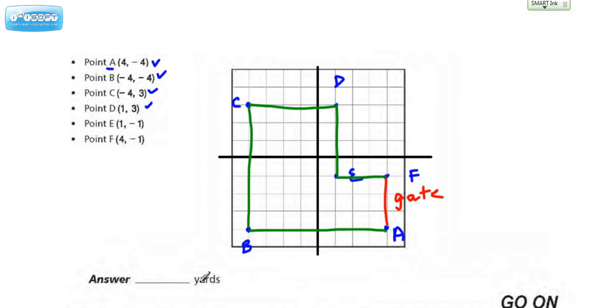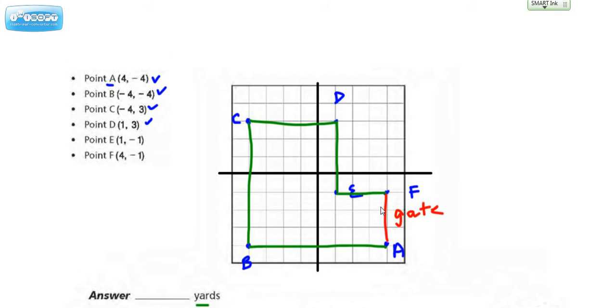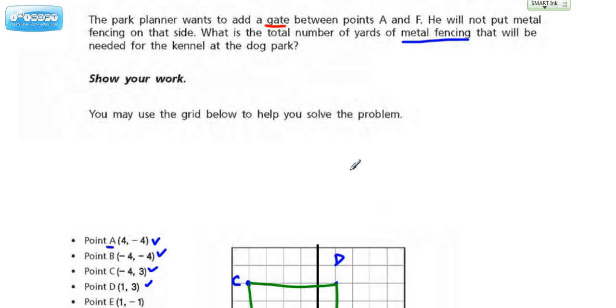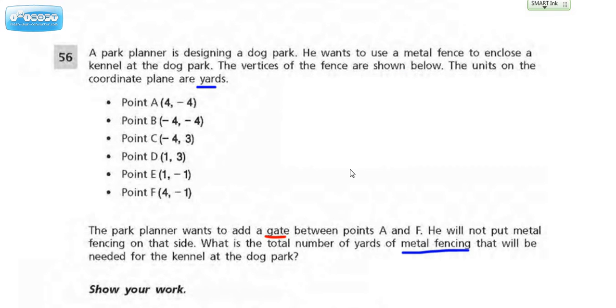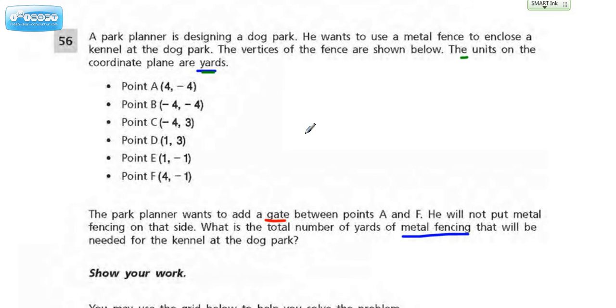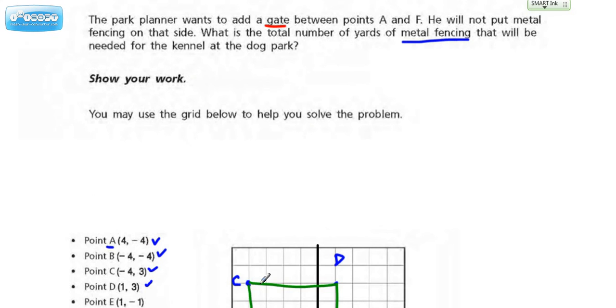And they want to know how many yards this is going to be. So that means we have to count the number of yards. What's the perimeter, excluding the red gate? Now, we also should check to make sure that each unit is indeed a yard. So the units on the coordinate plane are yards. So that checks that from, say, here to here would be 1 yard.